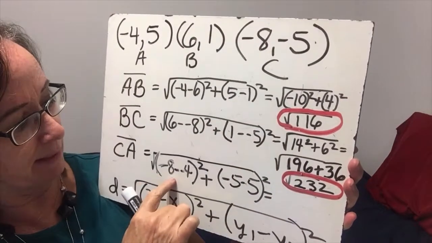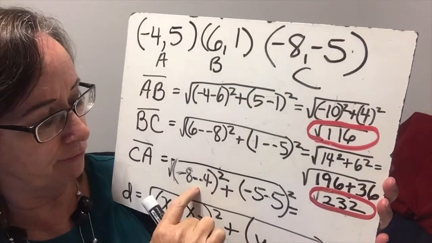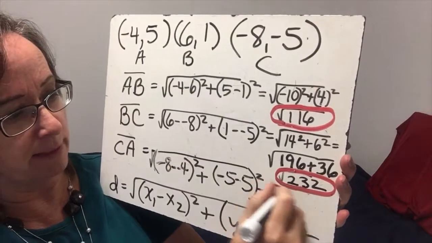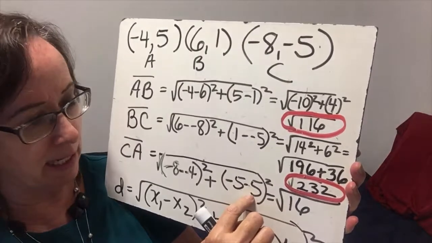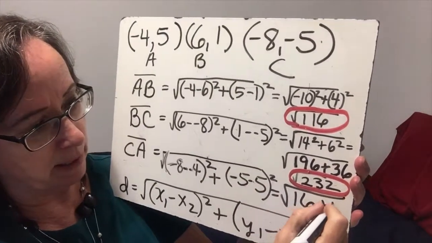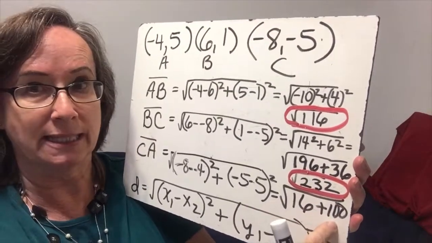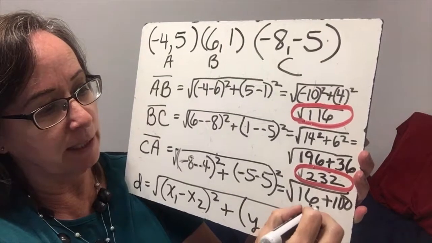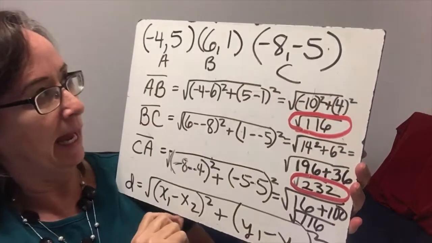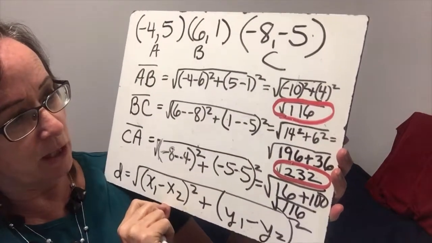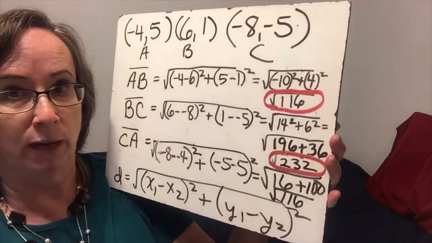So when we simplify this one, -8 plus 4 is -4, squared gives me the 16. And then -5 minus another 5 is -10, squared is going to be 100. So we have another 116, don't we? So we have a square root of 116 again, and that was between the C and the A. Okay, so we have the square root of 116, the square root of 232, and the square root of 116.